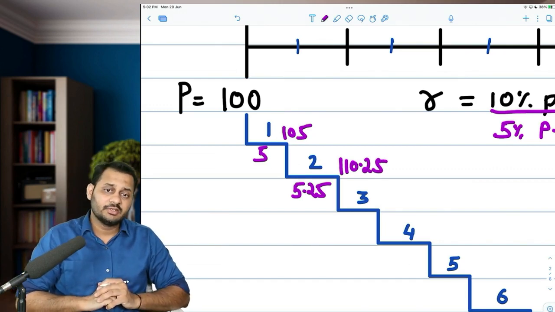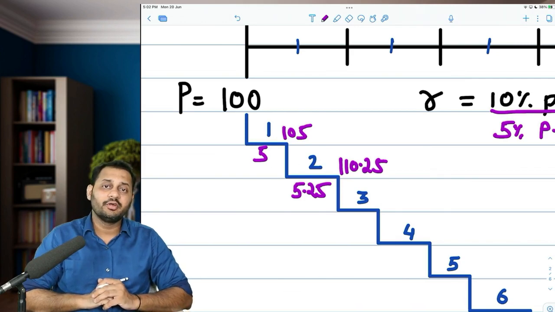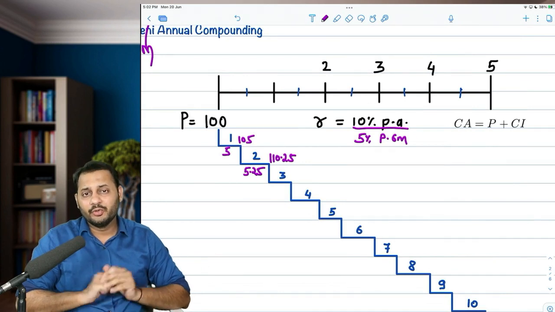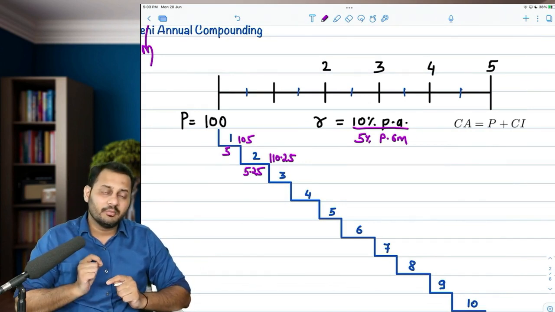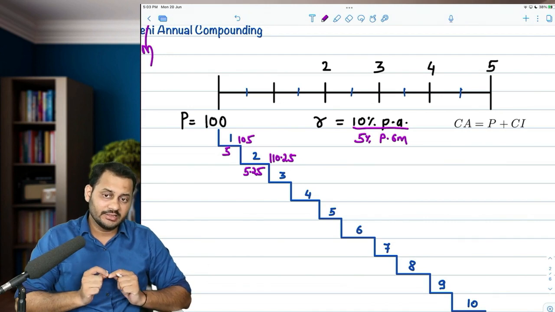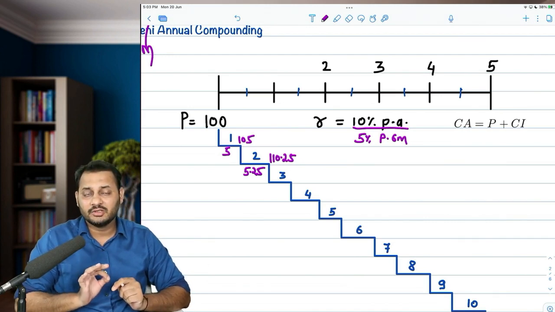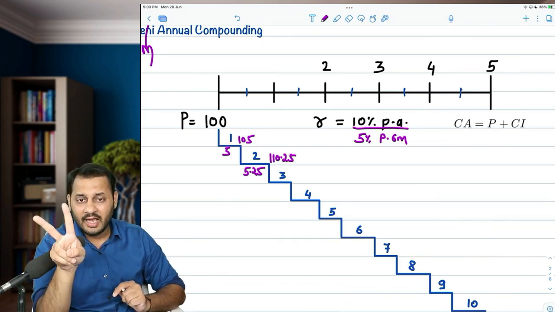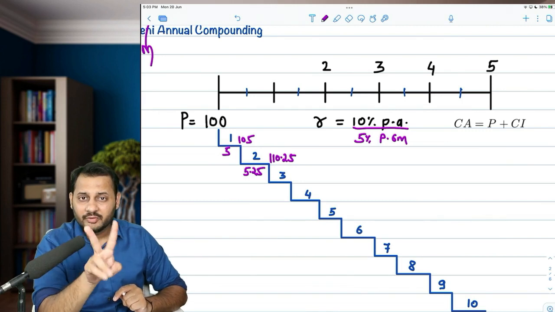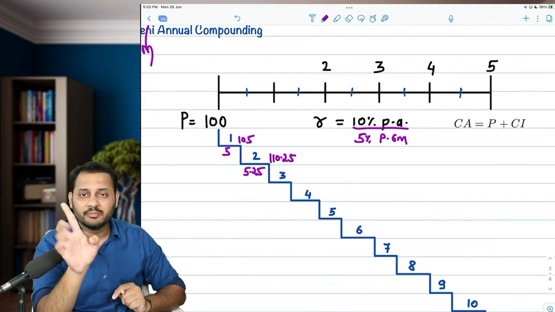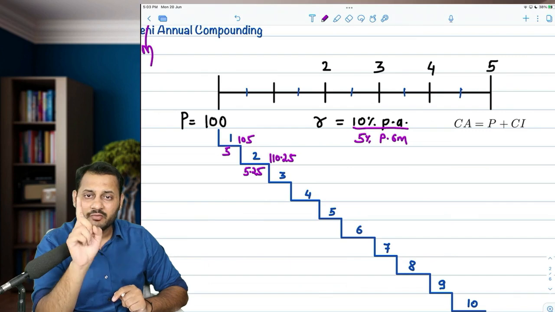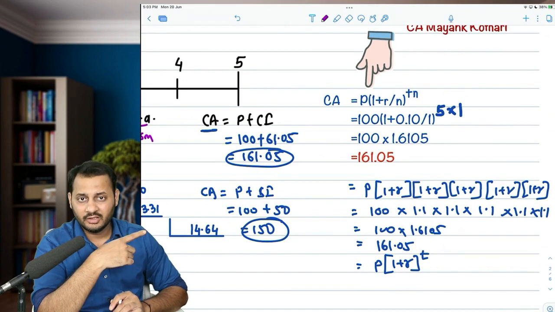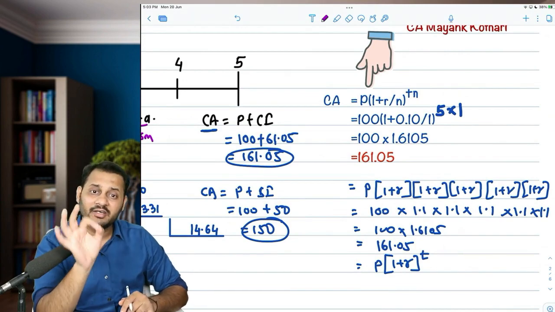In the next 6 months, you will earn interest on 110.25 and this will keep on continuing till the end of the 5 years. Now you tell me how many times your money is being compounded? 10 times. 2 times in a year. Semi-annual means 2 times in a year, and 5 years means 5 into 2, 10 times in the total investment period. So what you have to do is multiply 1.05 10 times. The way we did it 5 times in the annual compounding, we have to do it 10 times.